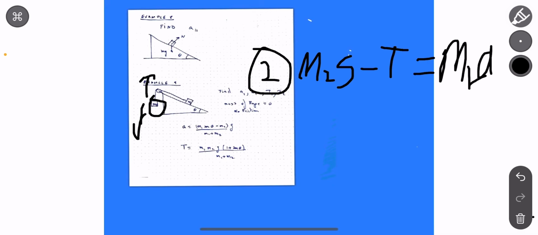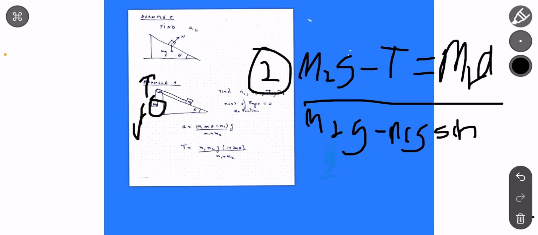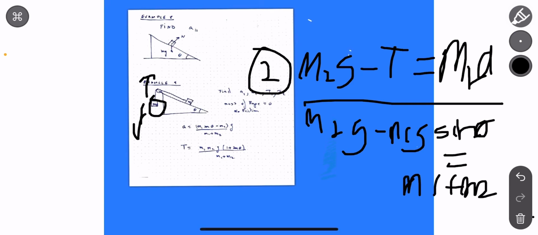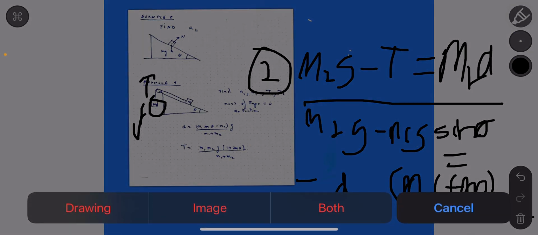Now we can split it up into m2g minus m1g sine theta, because if we're trying to plug it in together to figure out the a, we do equals (m1 plus m2) a on the outside. That will give us our acceleration if we took account of the whole problem.